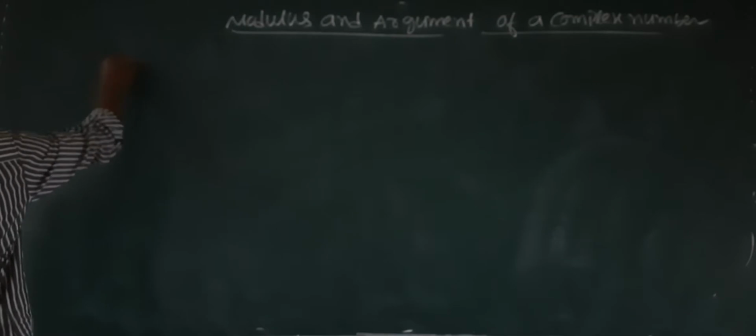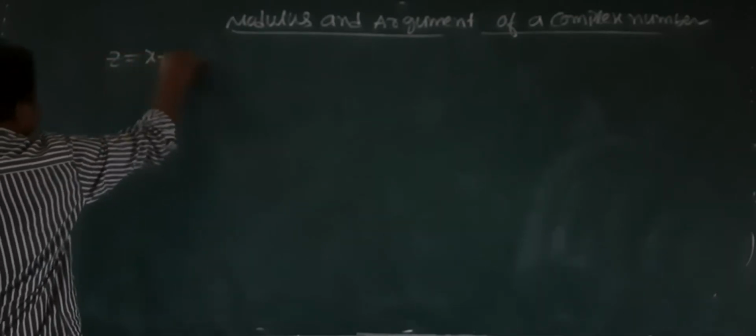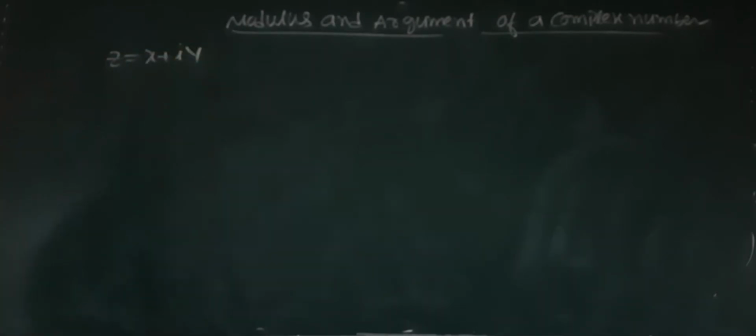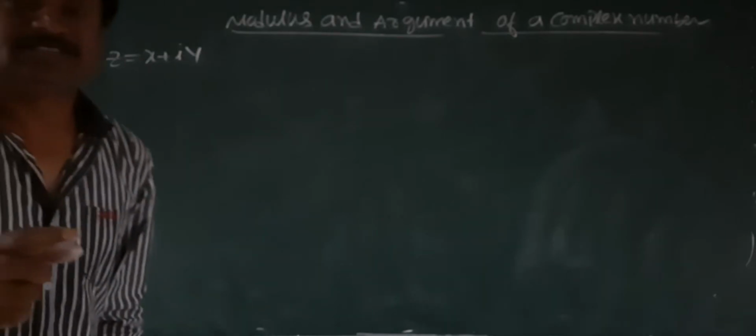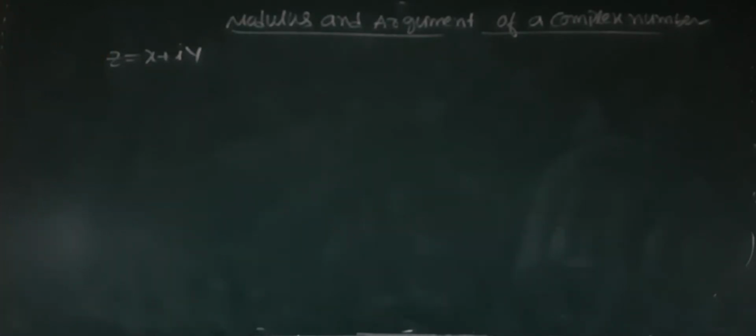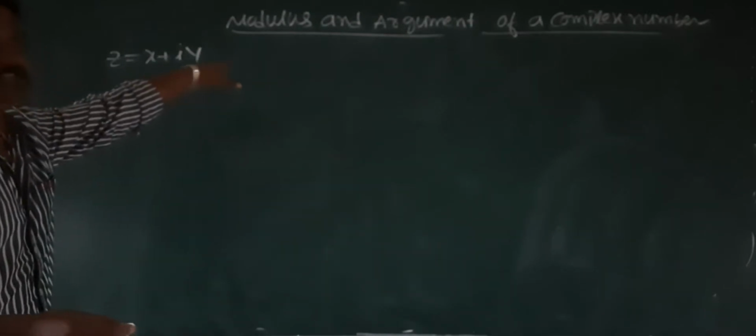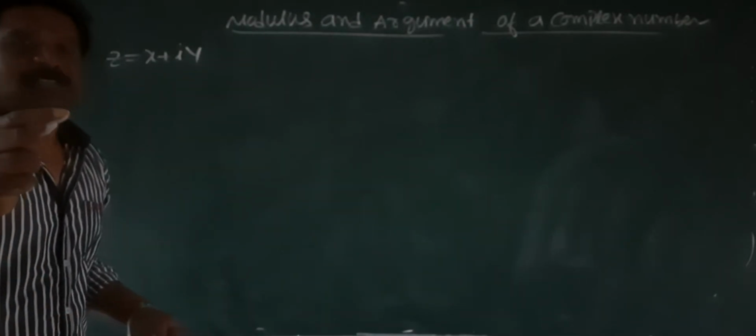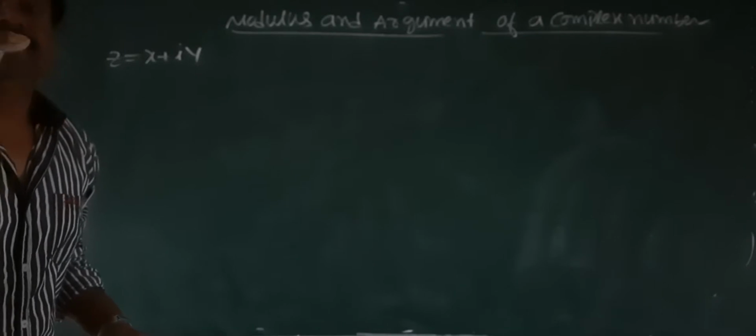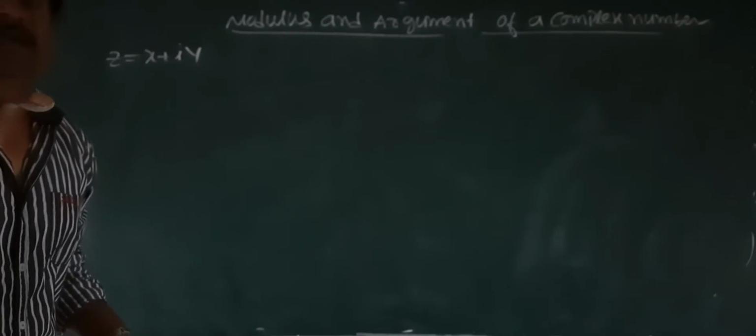You take complex number z equals x plus iy. We represent every complex number by using an ordered pair.